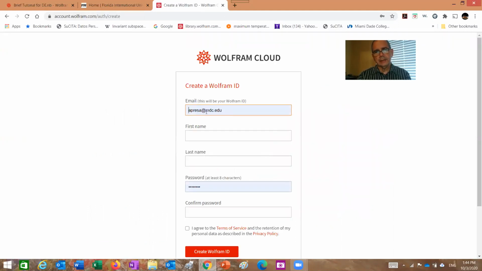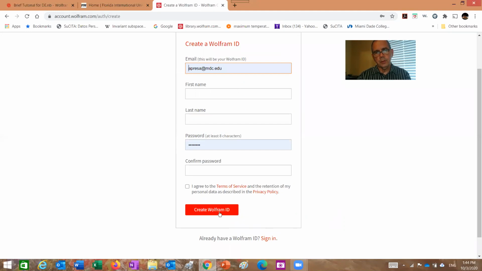and this is the information that they are asking you to enter to sign up for free. So you need to enter an email. You need to enter your first name, last name, and the password. You have to confirm the password and click here, agree to terms and services, and then you create your Wolfram ID. And that's it.